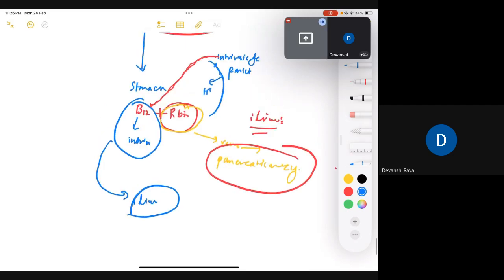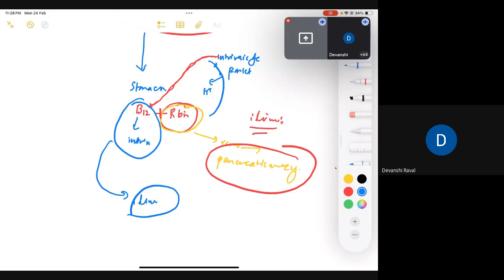right? From B12. Oh, yes. I cannot remove R binder from B12. I cannot attach intrinsic factor. So it means B12 won't be absorbed. It means we have less B12. If you have less B12, you have less DNA synthesis. If you have less DNA synthesis, it's going to lead to macrocytic anemia. Can I simply say that?